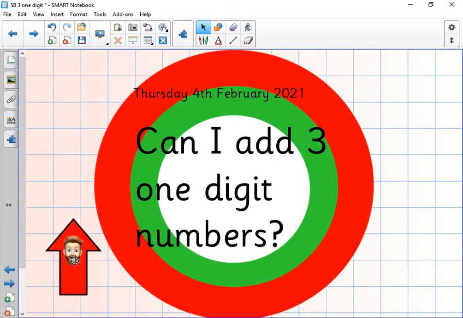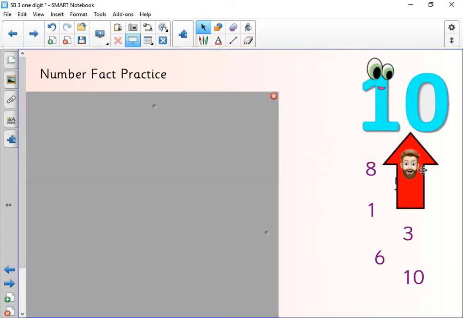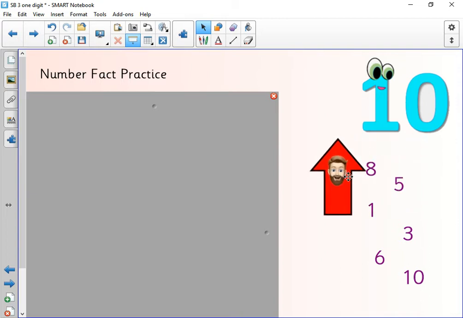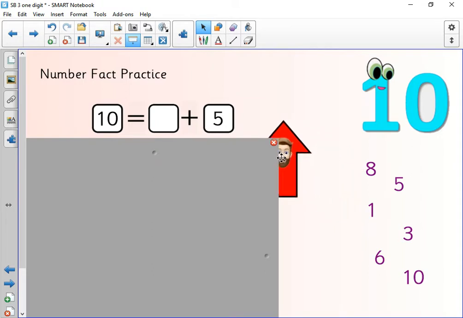Now we started this yesterday. This is our second day on this learning question. Let's start with some number fact practice. We're going to make the number 10. Okay, so I've got a missing number calculation there. So 5 add something equals 10.